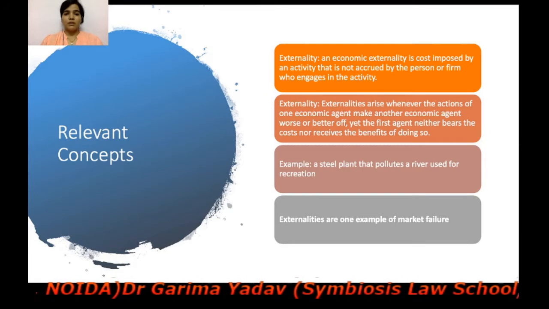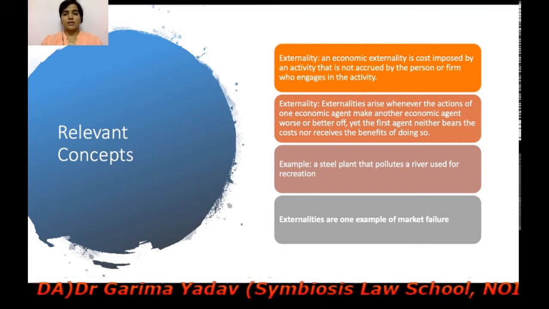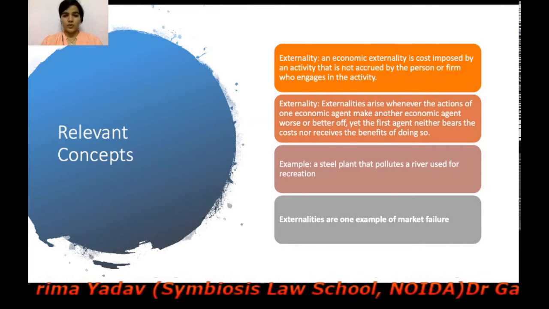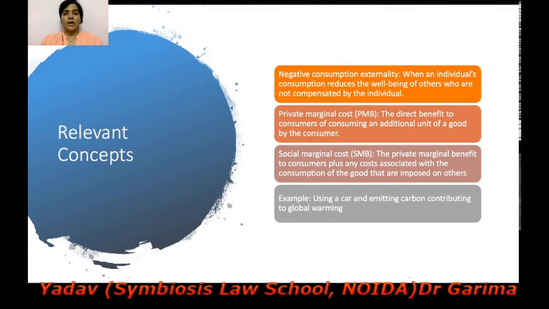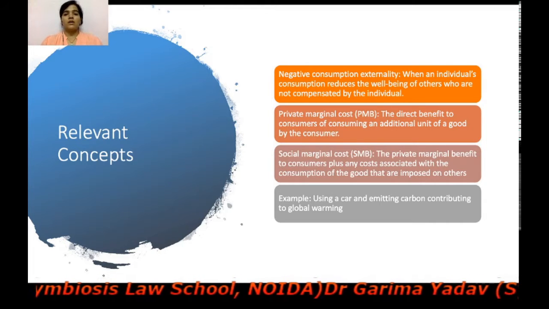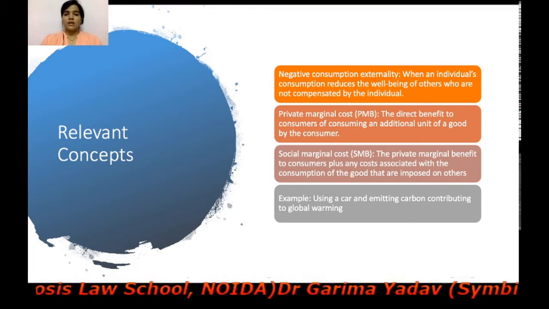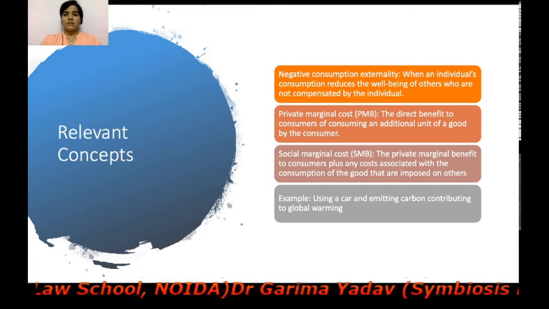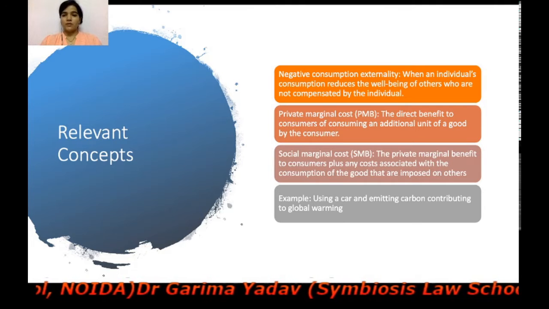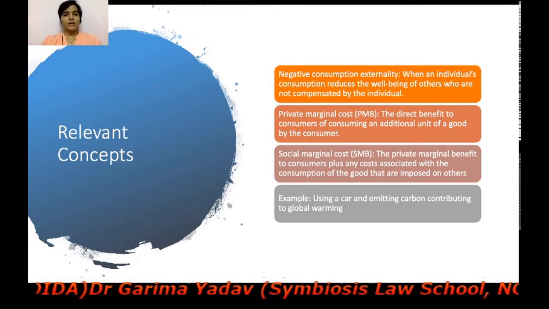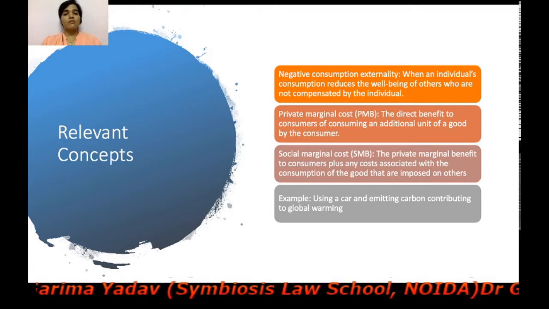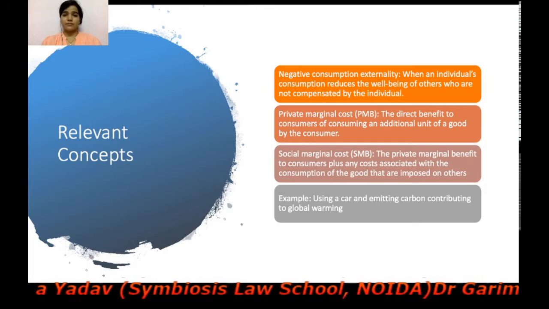Welcome back everyone. In the last video, we had started discussing the concept of externality in context of the Coase theorem. Going ahead, we are going to discuss a few more relevant concepts. The first one is negative consumption externality. When an individual's consumption reduces the well-being of others who are not compensated by the individual, then that scenario is going to be termed as a negative consumption externality.